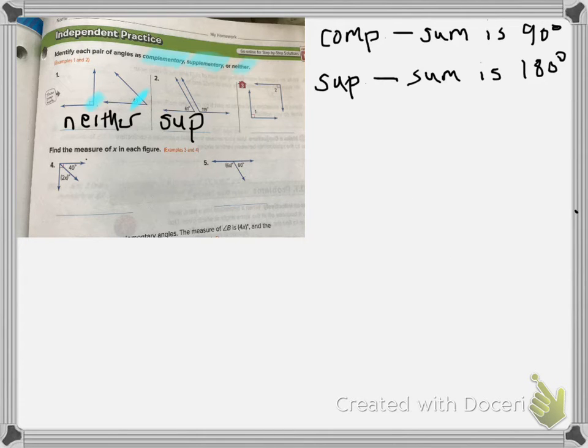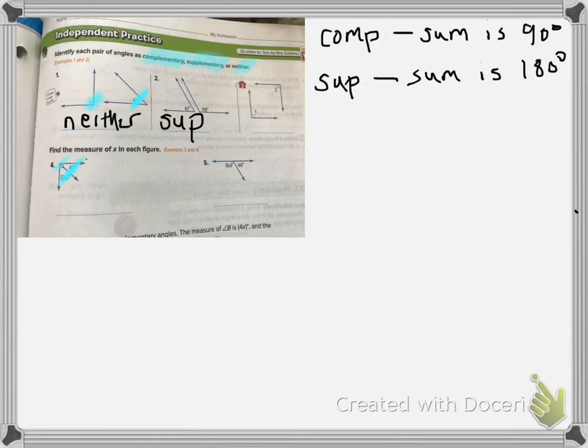Okay, looking at question number 4, the instructions say for us to find the measure of x in each figure. So, the angle in question number 4, we can see that it is a right angle because of that box in the corner at the vertex of the angle. And then there's a line that splits this right angle into two different sections. One section we can see is 40 degrees. The other section we can see is 2x degrees.